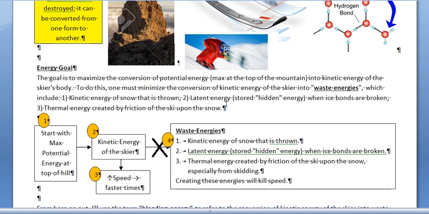Latent energy is stored or hidden energy when ice bonds are broken, right? So typically when you see snow being thrown, it's because these ice bonds are first broken, and that took energy. That's wasting energy. Thermal energy is created by friction of the ski upon the snow. Again, that's a waste energy.